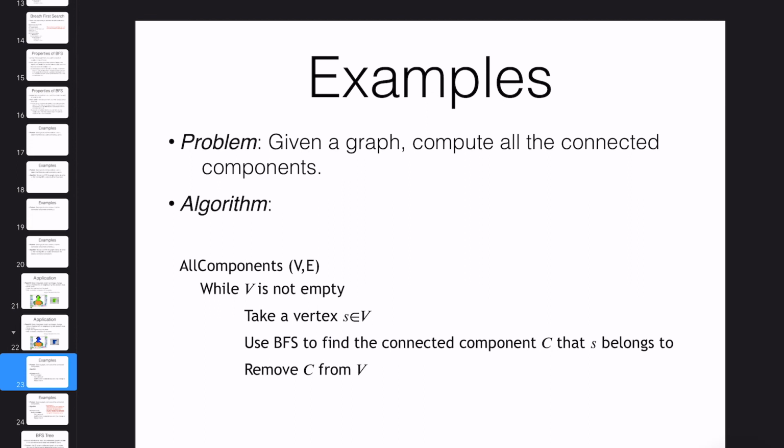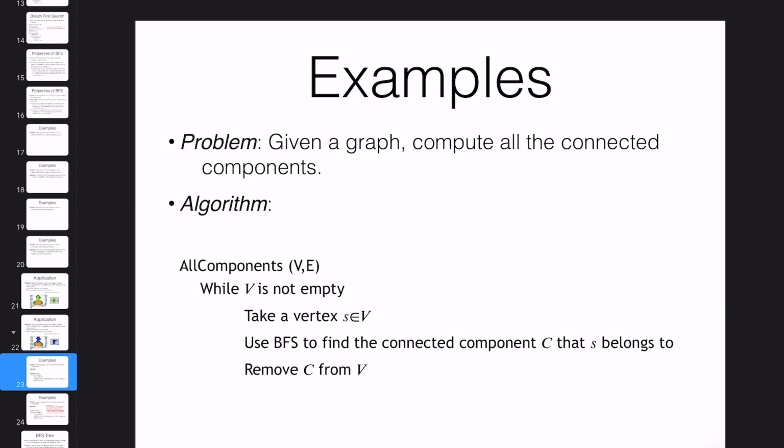Another problem, assume you have a graph. We wanted to find all the connected components in the graph. So how can we solve this? The algorithm is that you might have one connected component or more than one in your graph. You don't even know if the graph is connected or not.